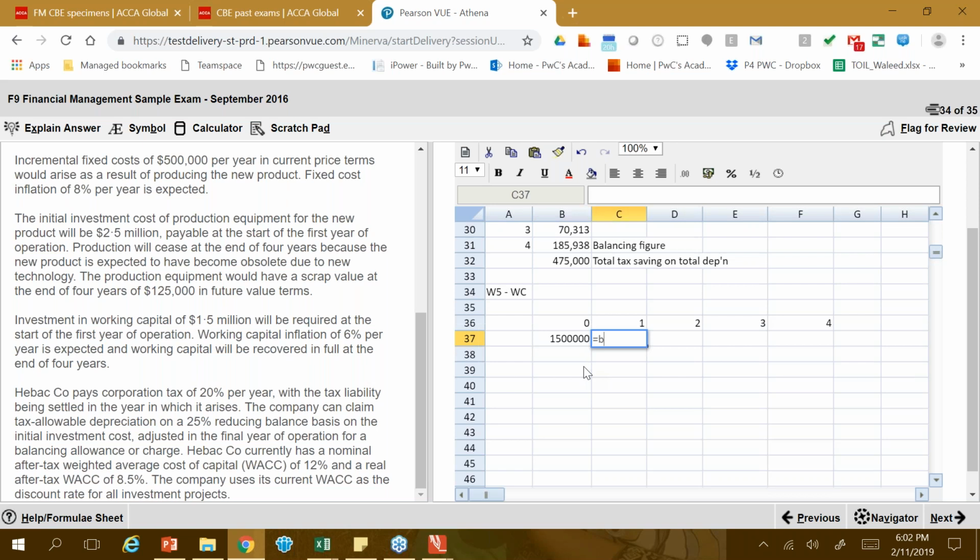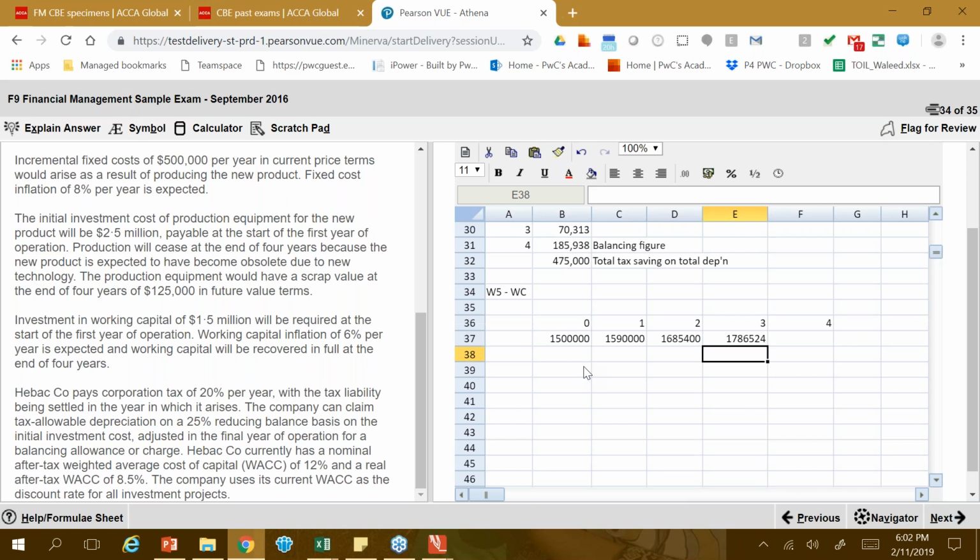So we'll take the B37 and add the 6% onto it. Then we'll take the C37 and add the 6% onto it. And then finally, we'll take the D37 and add the 6% onto it. And that's it. You stop here at year 3.